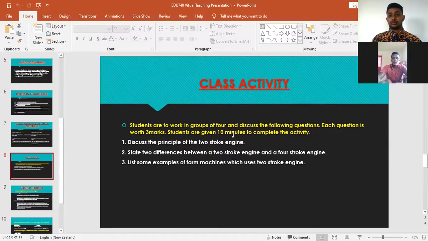Okay, thank you, Sahil. Moving on to the class activity for today's class, I have prepared 3 questions, and I have displayed them on the chart. Before I go into the chart, it says that students are to work in groups of 4 and discuss the following questions. Each question is worth 3 marks. Students are given 10 minutes to complete the activity.